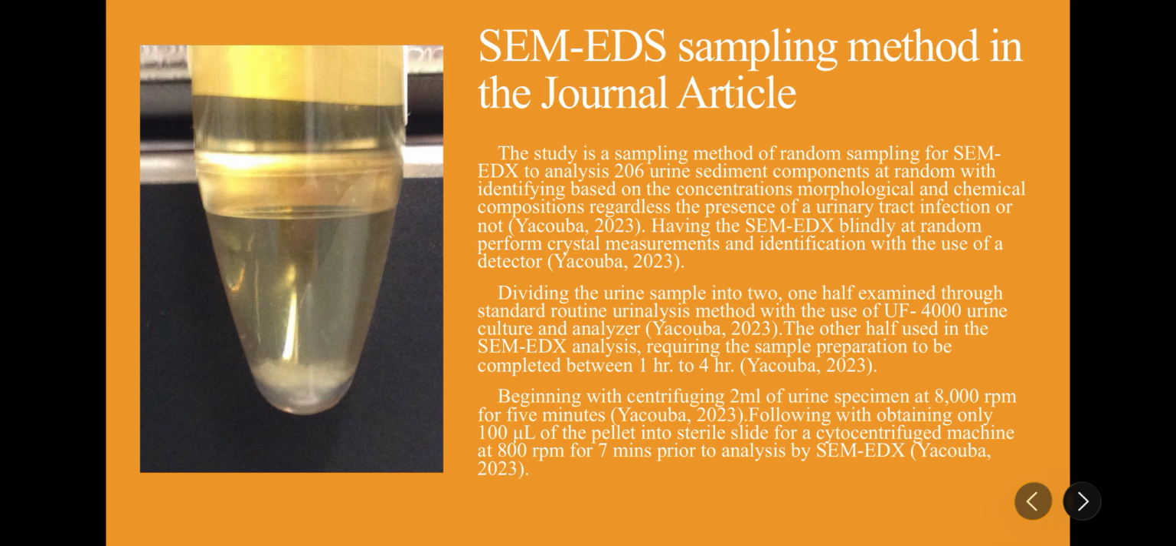The urine samples were divided into two. One half was examined through the standard routine urinalysis method with the use of the UF4000 urine culture analyzer. The other half used SEM-EDX analysis, requiring the sample preparation to be completed between 1 hour to 4 hours, beginning with centrifuging 2 ml of the urine specimens at 8,000 RPM for 5 minutes, followed by obtaining only 100 microliters of the pellet onto the sterile slide for a cytocentrifuge machine at 800 RPM for 7 minutes prior to analysis by SEM-EDX.